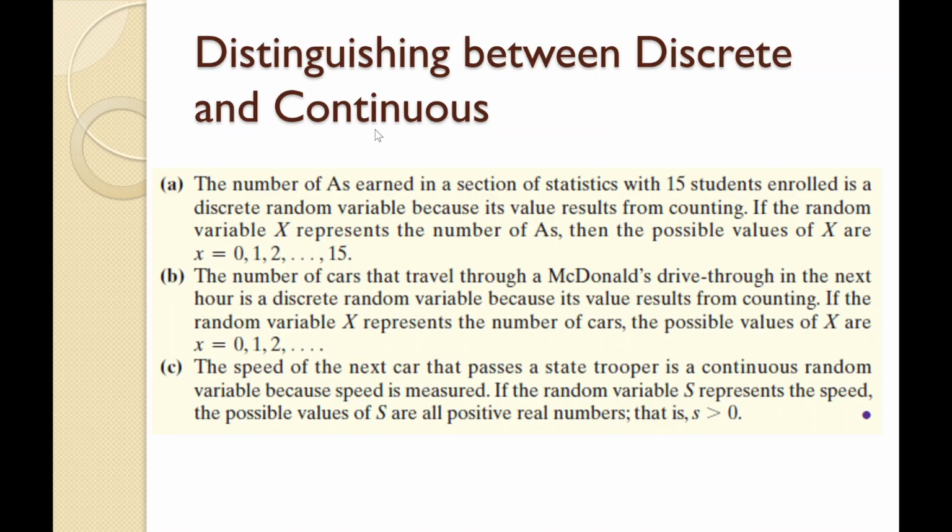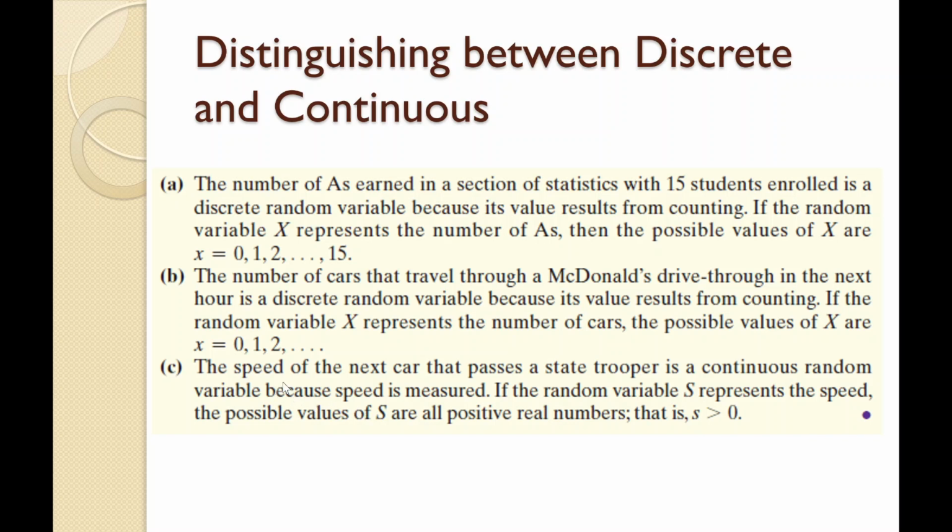So that's some reasoning behind that. Distinguishing between discrete and continuous. The number of A's earned in a section of statistics with 15 students enrolled is a discrete random variable because the value results from counting. If the random variable x represents the number of A's, then there are possible x values, and this is more of a binomial thing because you either got an A or you did not. The number of cars that travel through a McDonald's drive-through is also discrete because you can count how many cars went through it.